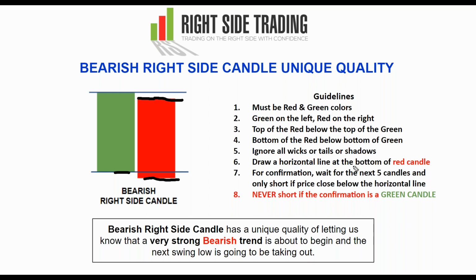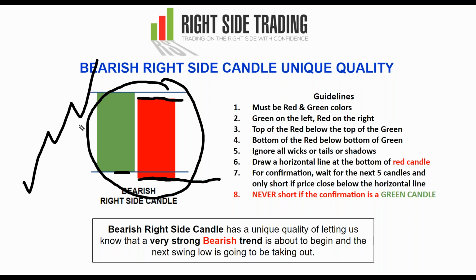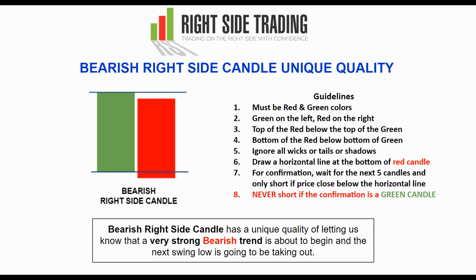Draw a horizontal line at the bottom of the red candle. So this is where you would draw your line, at the bottom of the red candle. For confirmation, wait for the next five candles and only short if price closes below the bottom line. Never short if the confirmation is a green candle. And again, when price is heading higher and I see this pattern show up, I know it's going to drop to this level down here. So far, so good. A lot of information, but if you understand this, take screenshots of this, no worries.